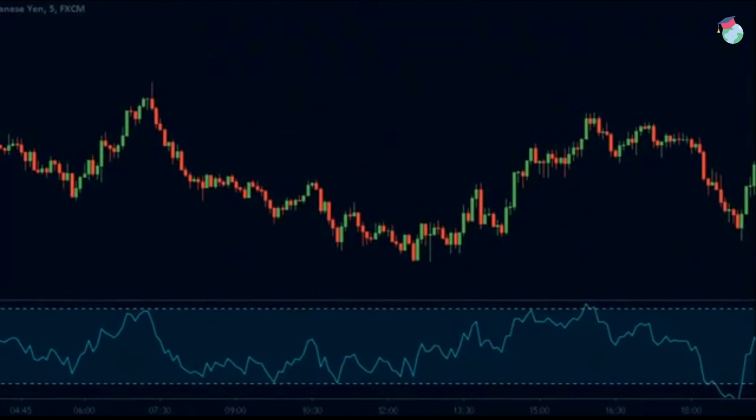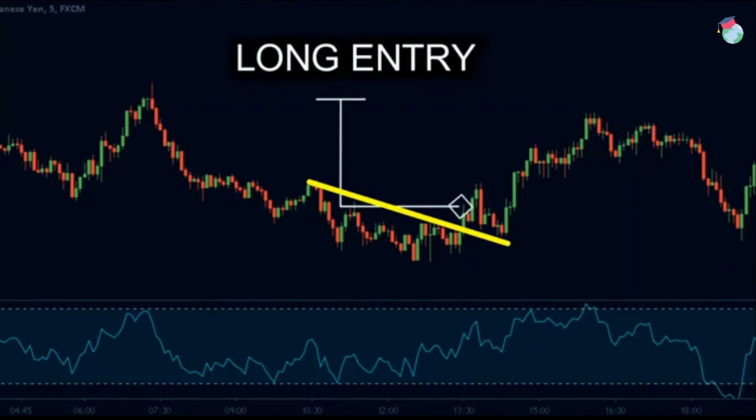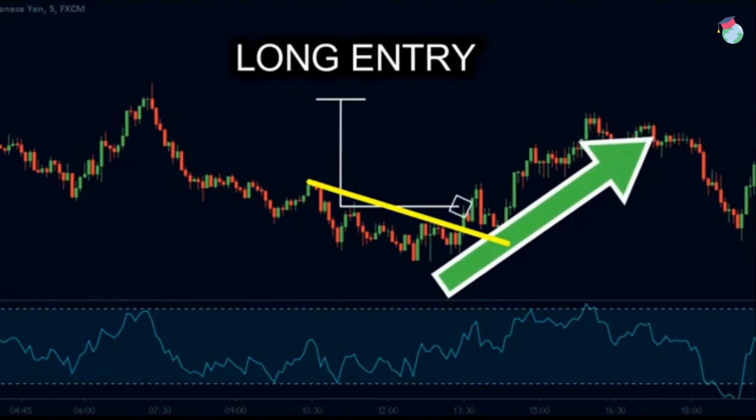Let us now look at a bullish divergence. Here we have the USD JPY chart on a 5-minute time frame. The price is in a downtrend. It is continuously making lower lows and lower highs. But if we look at the RSI, we can see that the price made a lower low here. But the RSI made a higher low. This indicates a bullish divergence. Now, we need to plot a short-term trend line and wait for its break. As the price breaks the trend line here, we can enter in a buy position. As you can see, after the trend line break, the price rallied upwards.